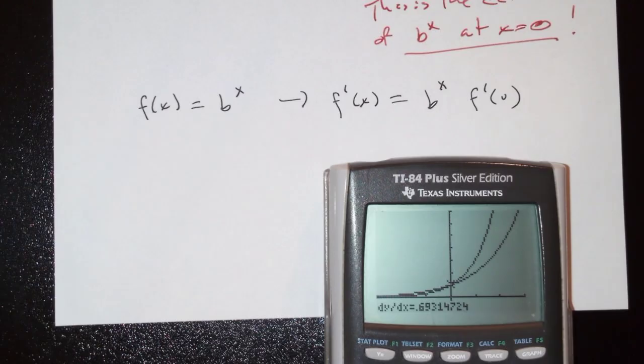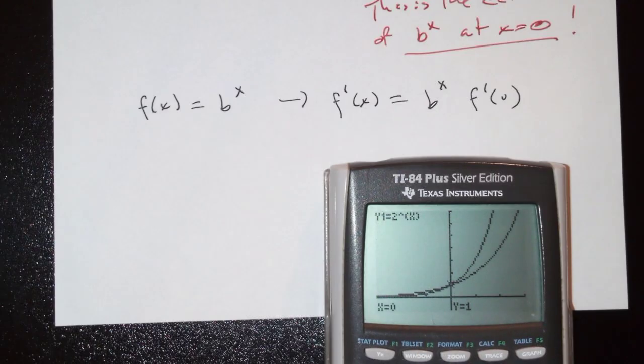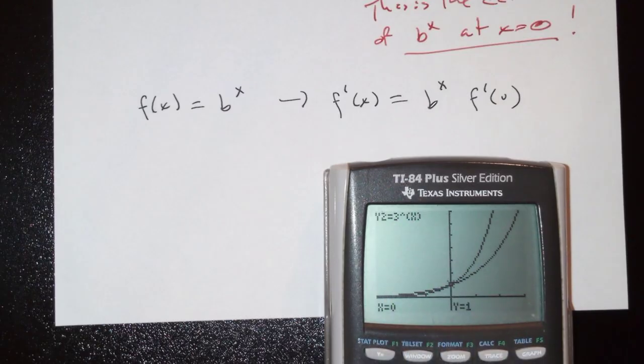Let's do this again. Second, calculate derivative. But this time, instead of doing the 2 to the x graph, I'll hit the down arrow, and I'll do it on the 3 to the x graph. What do you get when you do it on the 3 to the x graph?